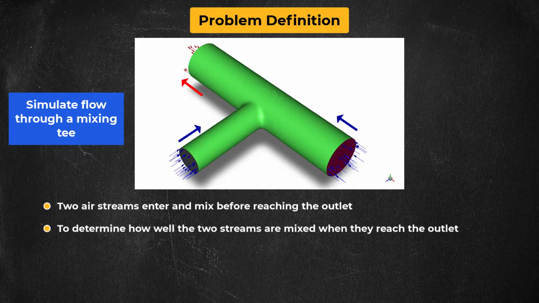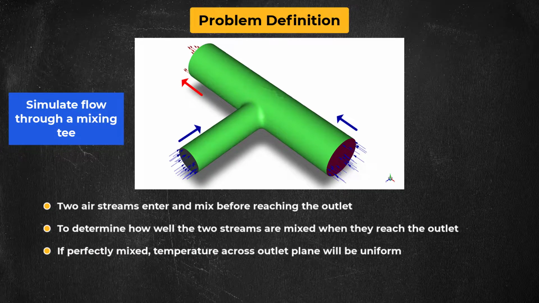The goal of the simulation is to determine how well the streams are mixed by the time they reach the outlet. If they are perfectly mixed, the temperature at every point on the outlet plane would be the same, otherwise it will vary over the outlet plane.